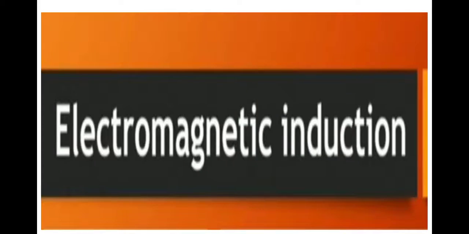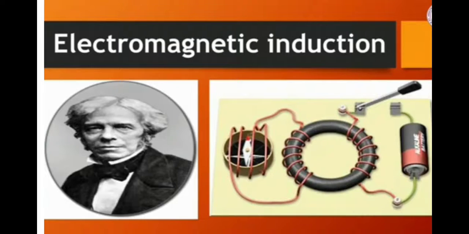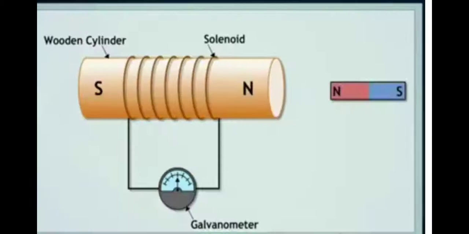In this lesson, we shall learn about electromagnetic induction. In 1831, Michael Faraday explained the possibility of producing an EMF across the conductor when the magnetic flux linked with the conductor is changed. In order to demonstrate this, Faraday conducted a few experiments.